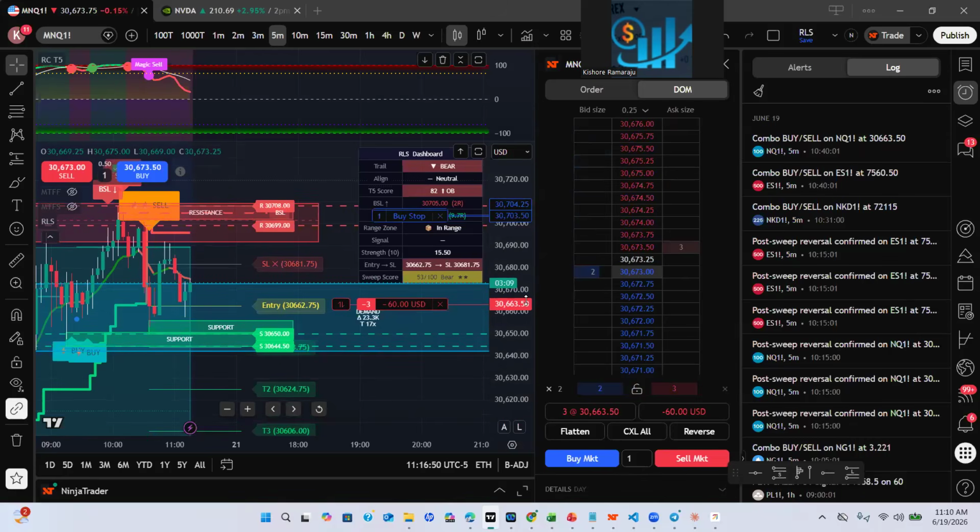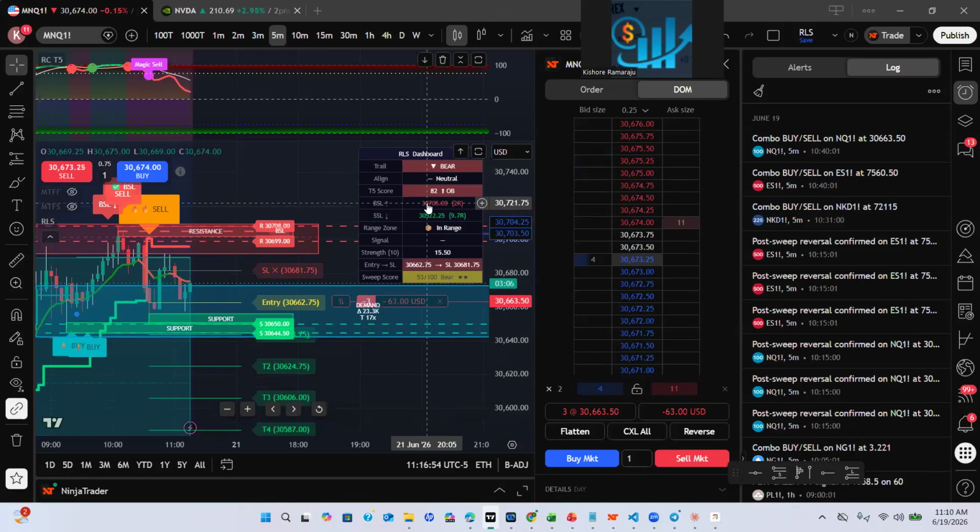Your stop loss is about 30,705. Your target is 30,522. So nearly this is 2 risk, this is 10 reward. So if you lose 20, 30 points, which is around $150. But if you make it, you will make nearly $1,000.